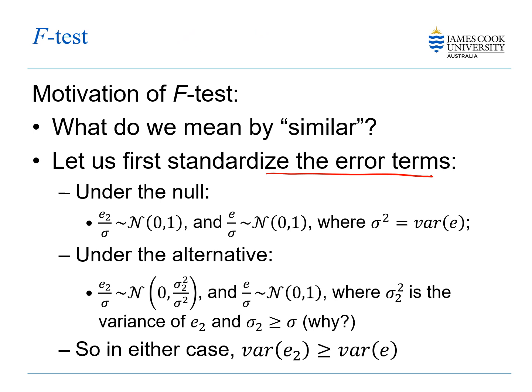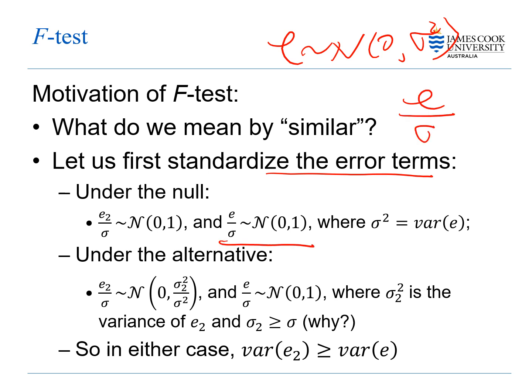Remember our E, we assume that it's normally distributed with mean 0 and variance sigma squared, right? So we want to divide E by sigma. Now E divided by sigma will be standard normally distributed. And divide E2 by sigma. Under our null hypothesis, bear in mind that beta 3 and beta 4 are equal to 0. Under the null, it is also standard normally distributed. So the variance should be the same. The variance of E2 is the same as the variance of E, which is sigma squared.